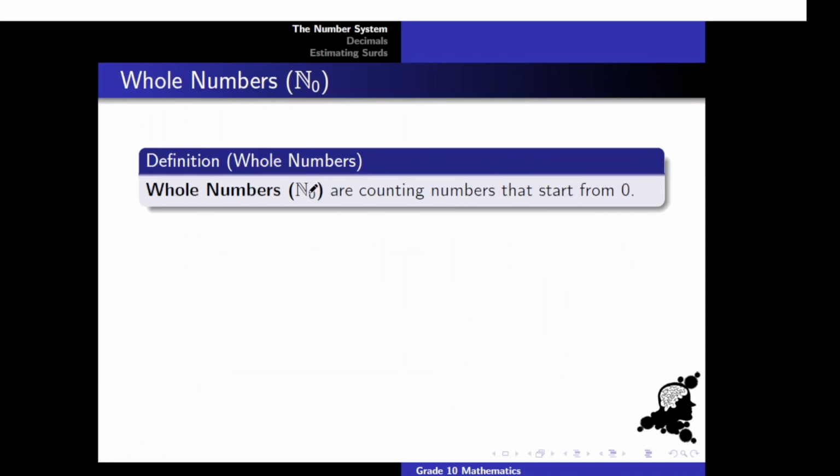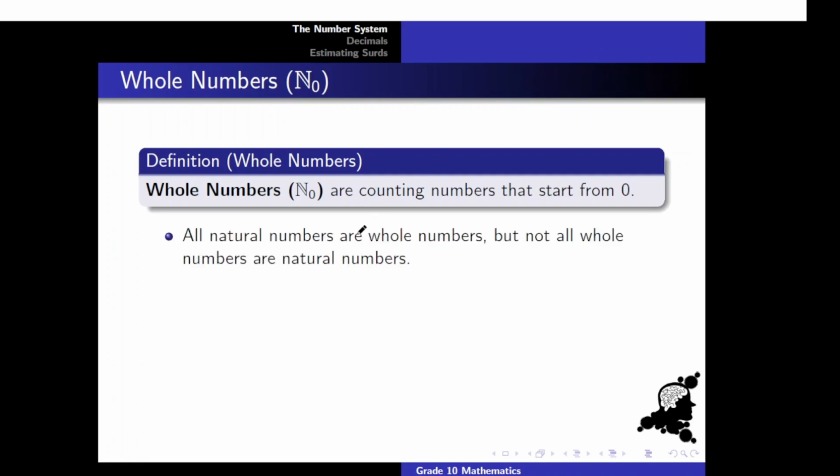We now come to whole numbers. Whole numbers are just like natural numbers. The only difference is that whole numbers start from the number 0. All natural numbers are whole numbers, but not all whole numbers are natural numbers. Let's repeat that. All natural numbers are whole numbers, but not all whole numbers are natural numbers. I'll give you an example to demonstrate this. All girls are humans, but not all humans are girls.